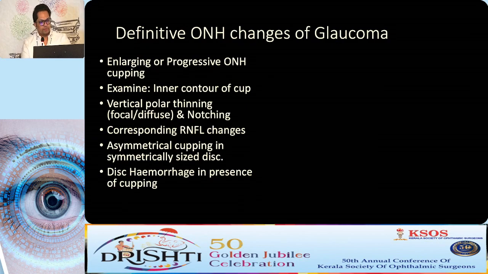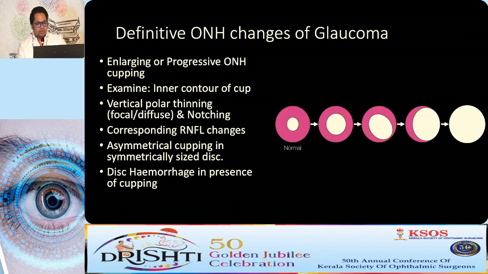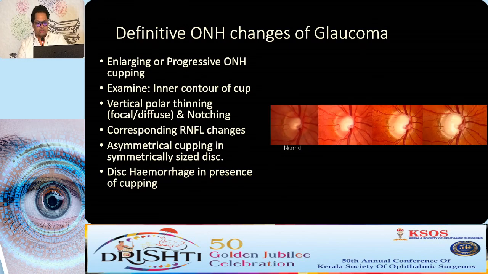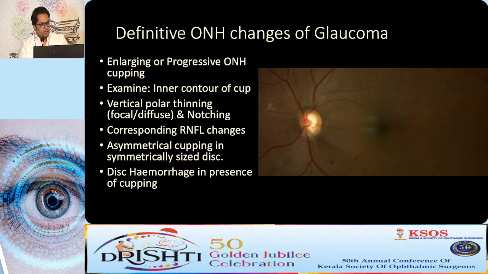So let us look at the definitive changes of the optic nerve head in glaucoma. Progressively enlarging optic nerve head cupping is definitely a sign of glaucoma. So this is an example of a patient who has been followed up for 35 years, starting with a cup disc ratio of about 0.4. It is ending up with a 0.9 cupping over 30 years. What should you look for?